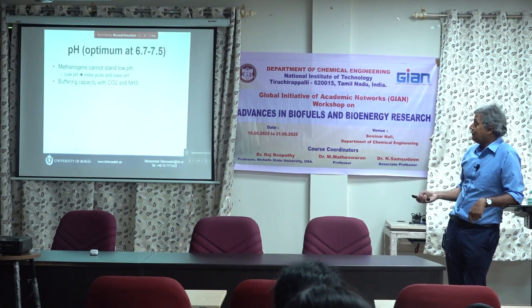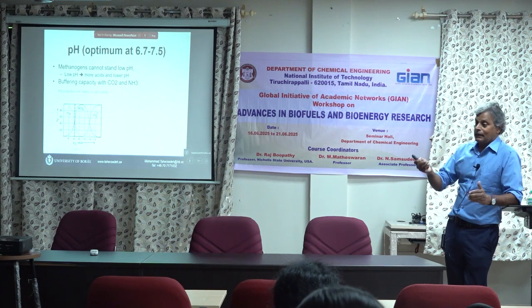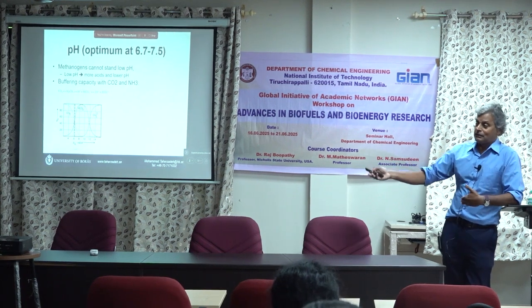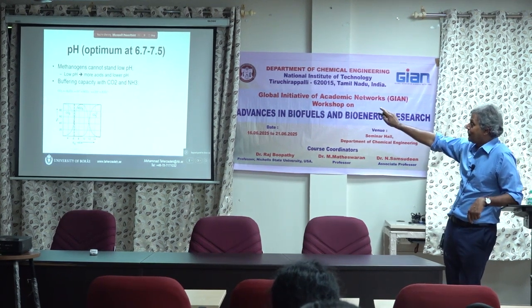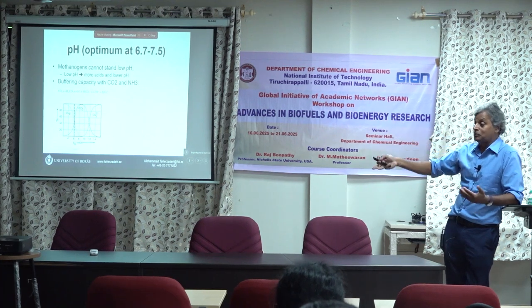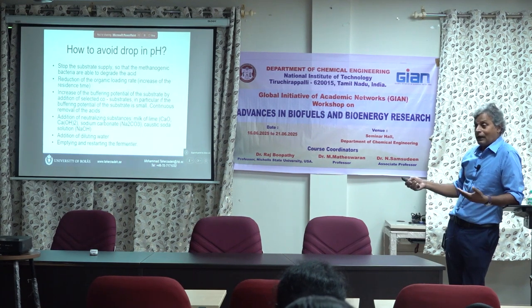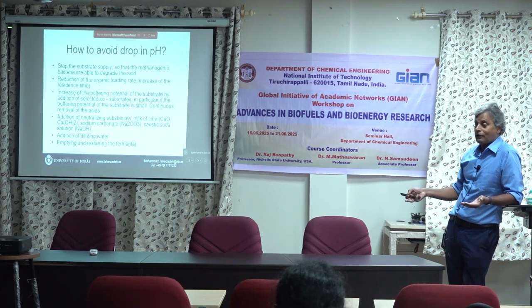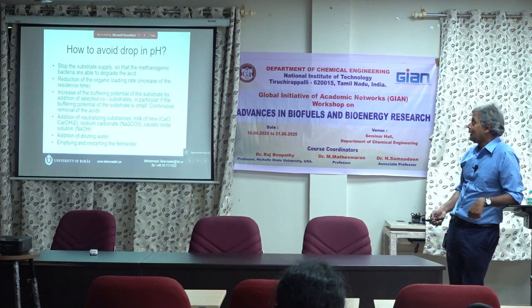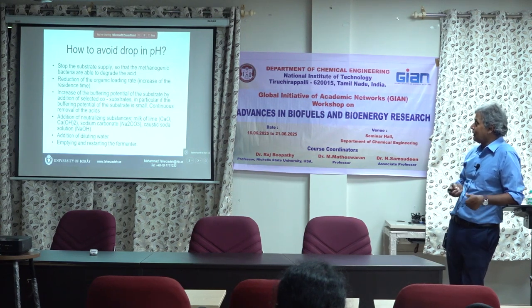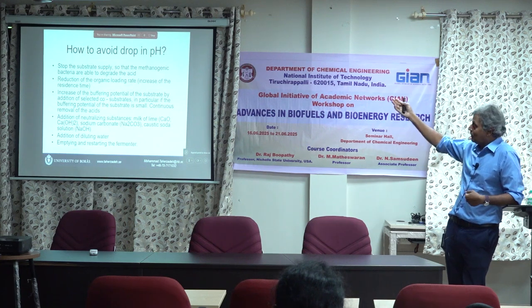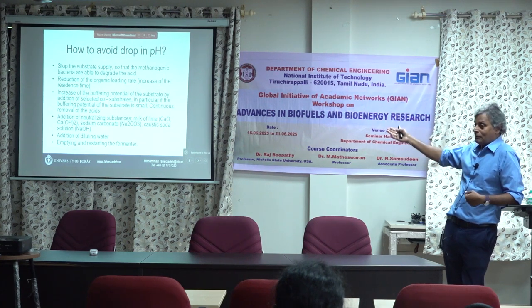There's a pH optimum. So again, it has a range. Hydrolysis has its own range, methanogenesis has its own range, but we prefer a range to satisfy both groups, 6.7 to 7.5. What is happening is creating alkalinity to make more ammonia, so you have a buffering system. Okay. So to avoid a drop in pH, you need to go and do any of these things to solve your pH problem.